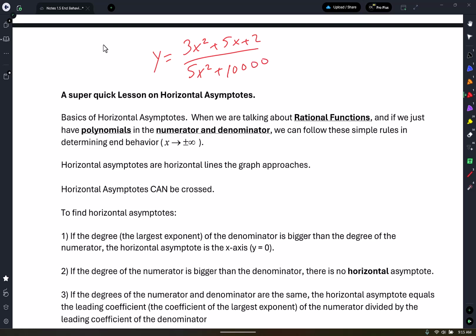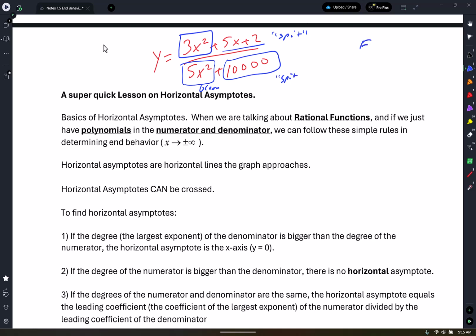If you spit in the ocean, does the ocean rise? No. So it's the same thing with functions. What's ocean? What's spit? Well, in this rational function that I have here, the 3x squared in the numerator would be ocean, and the 5x plus 2 would be spit. The 5x squared would be ocean, and the 100,000 would be spit.